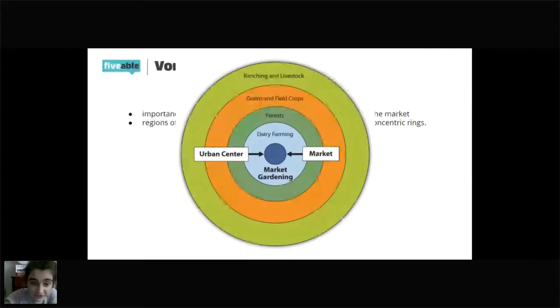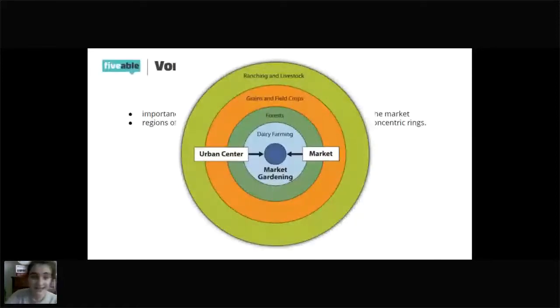Forests. Okay, so forests are very close to the market too, because the transportation of wood is very expensive, right? They're pretty close because wood is very heavy. Transportation of that will cost a lot. So that's why it's very close to the market.